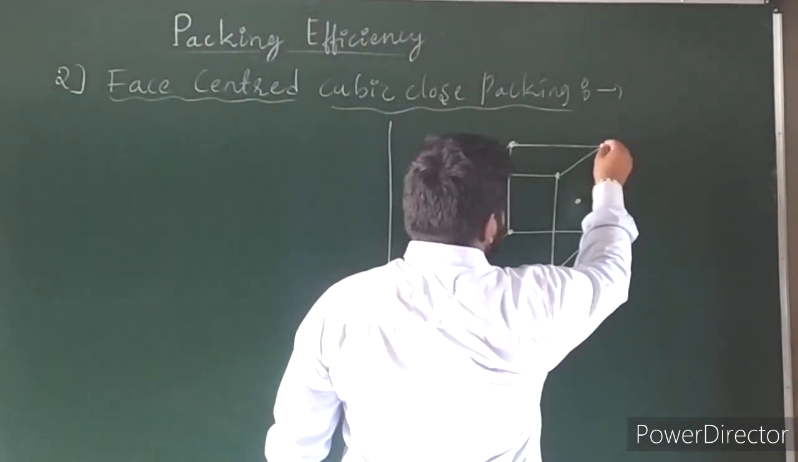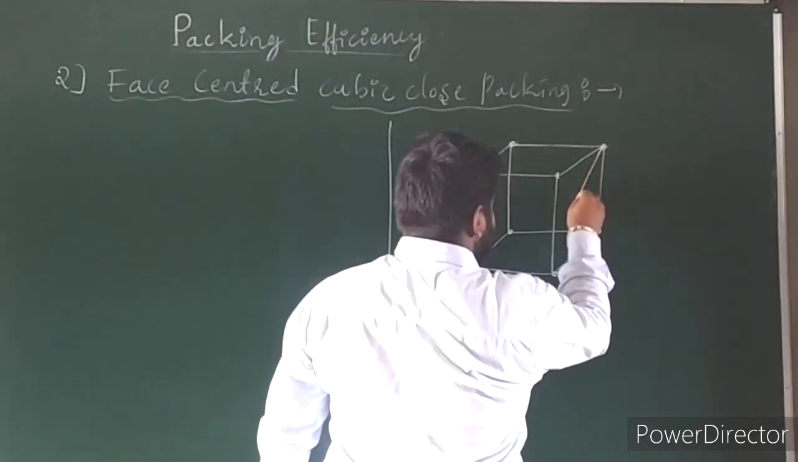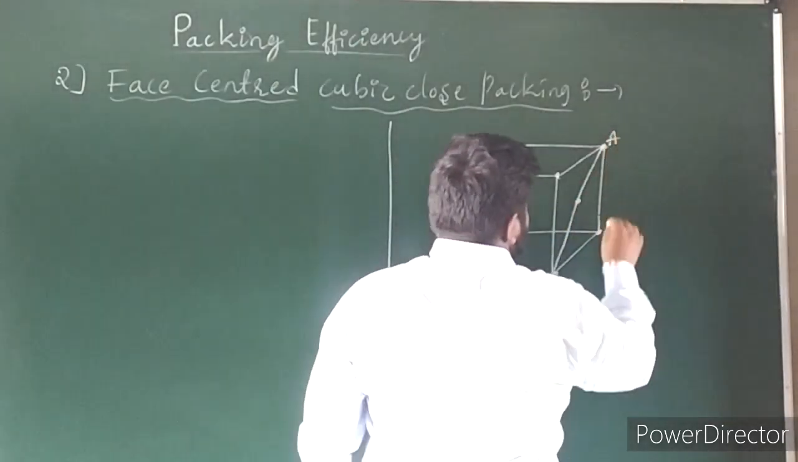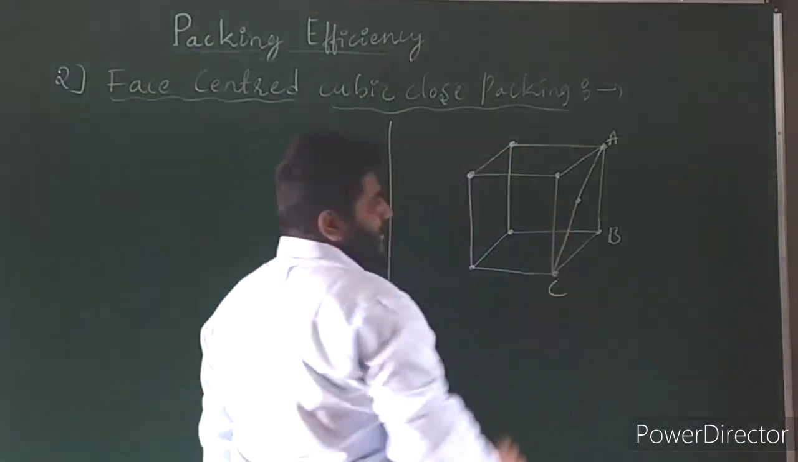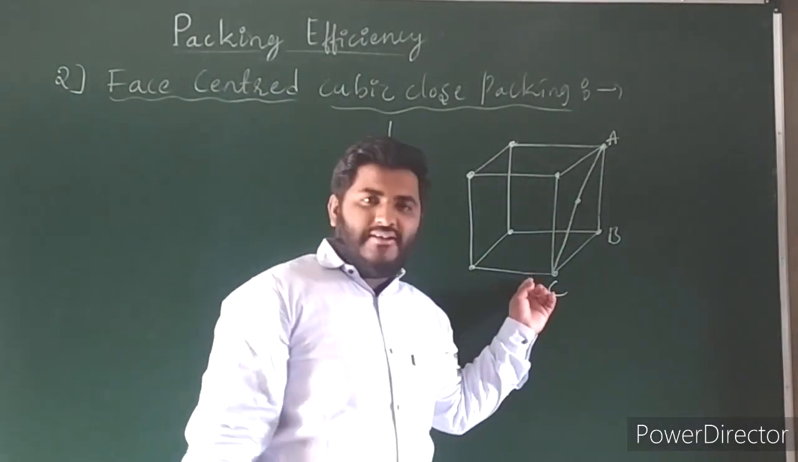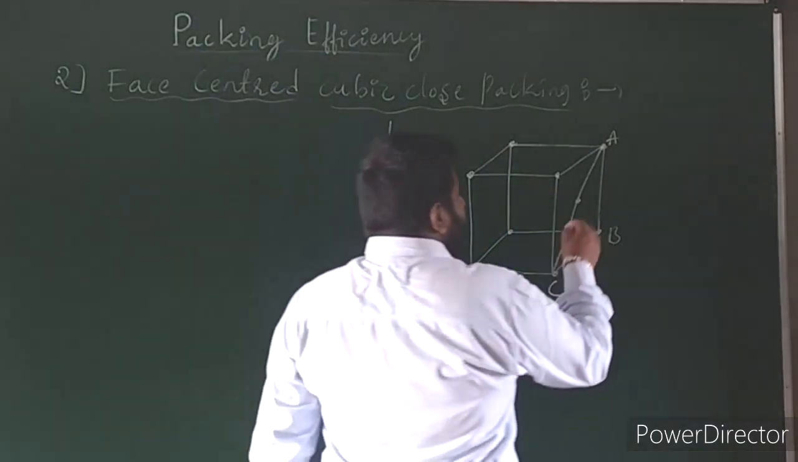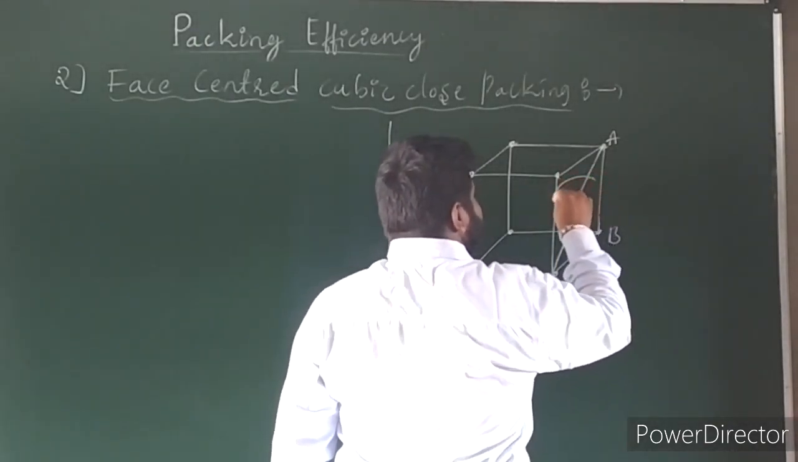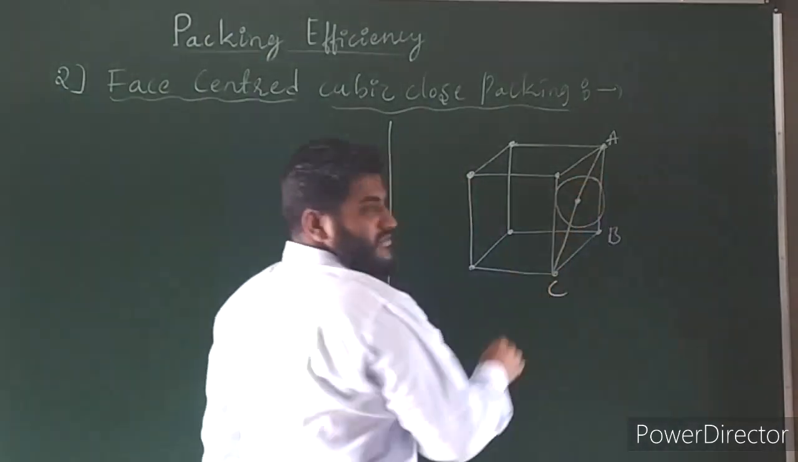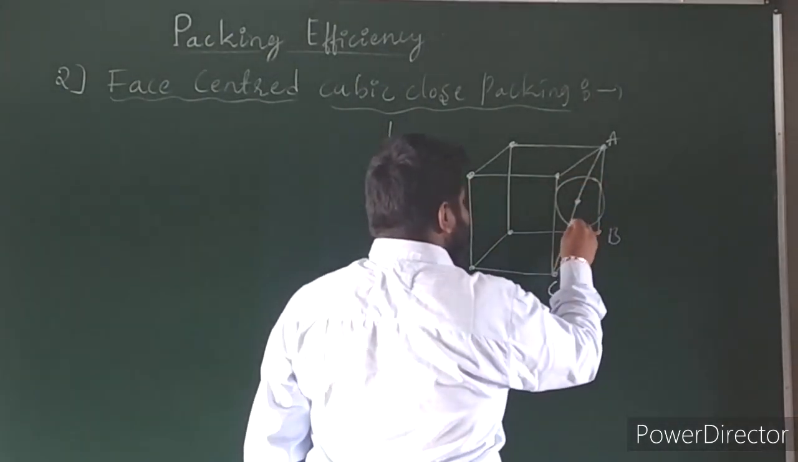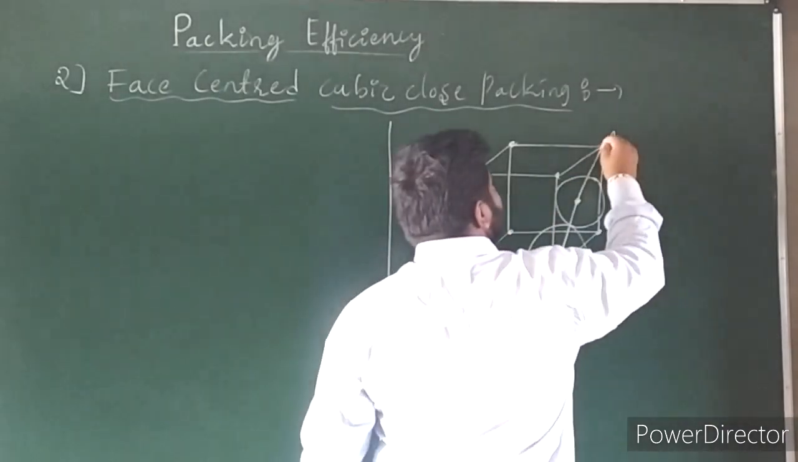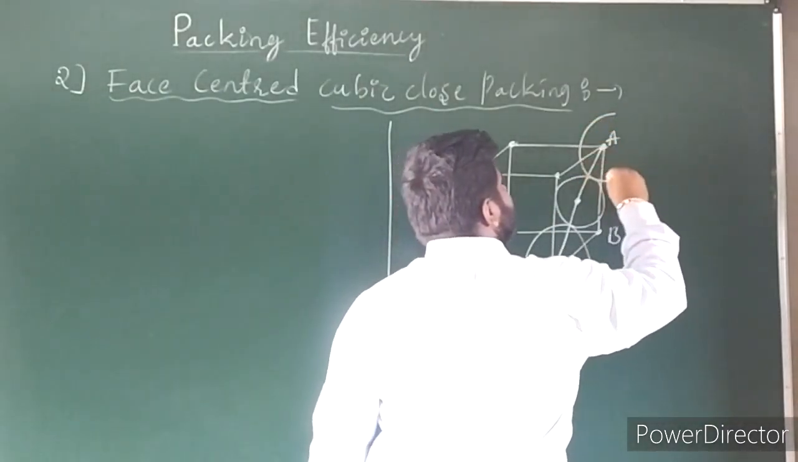Okay, I will just join this one, like this. So A, B, C. We will write A, B, C, just name it. Now, here 1 atom is there, which means here 1 sphere is there. No doubt about that. And here 1 atom is there, which means here also 1 sphere is there, like this. Here also 1 atom, so 1 sphere.